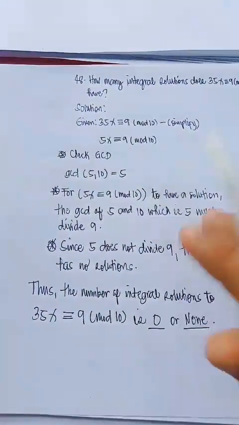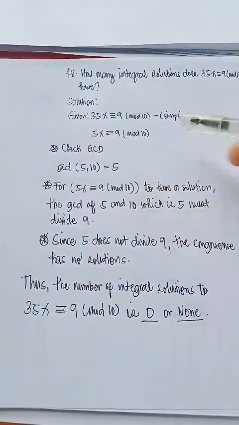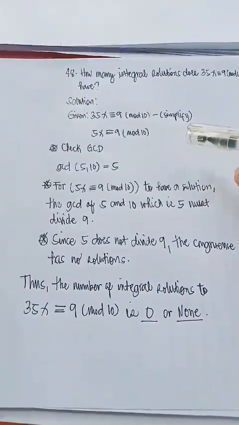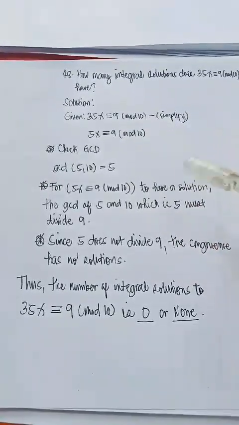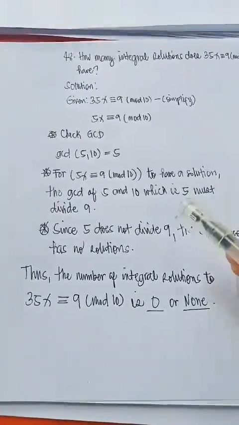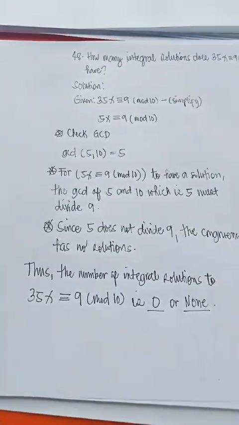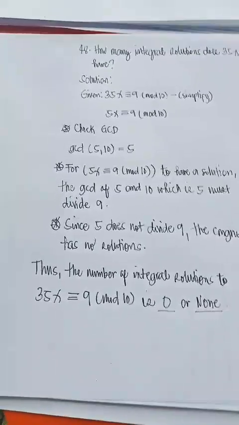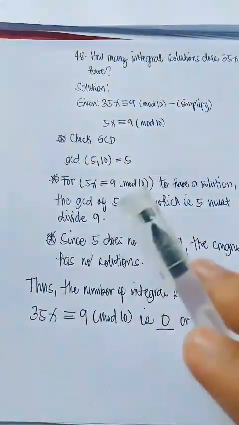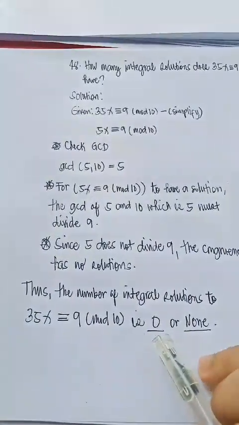Next, for 5x congruent to 9 mod 10, for us to have a solution, the GCD of 5 and 10, which is 5, must divide 9. Since 5 does not divide 9, the congruence has no solutions. Thus, the number of integral solutions to 35x congruent to 9 mod 10 is 0, or none.